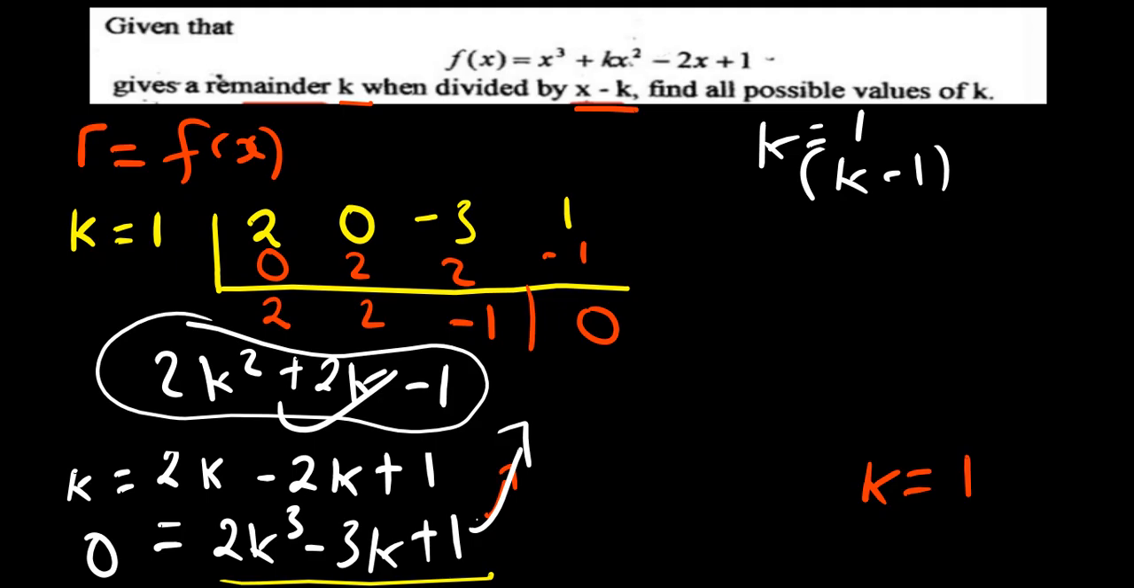So we have to solve this quadratic expression and find other values of k, because we're trying to find all the possible values of k. We found that k equals 1, and now the other ones. So let's solve the quadratic. Let's use the formula method. Let me use this other board. So what are we going to have? We have 2k squared plus 2k minus 1.